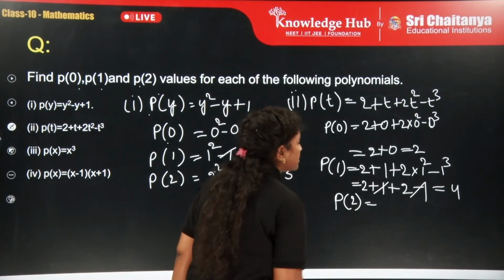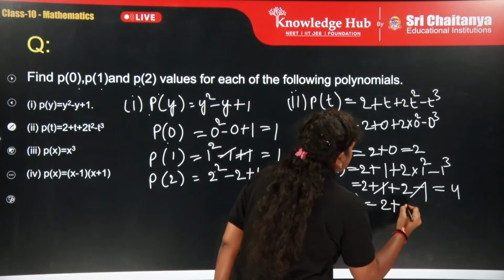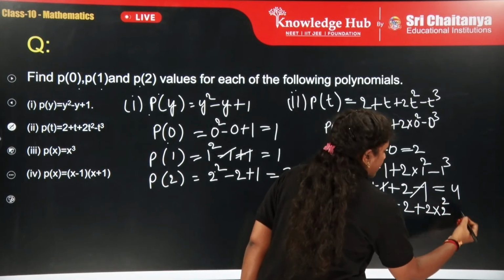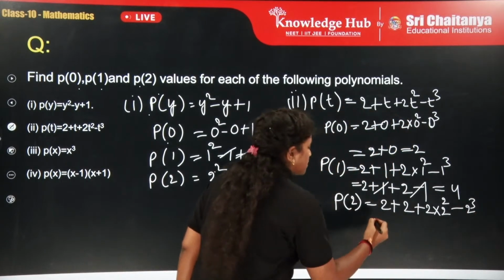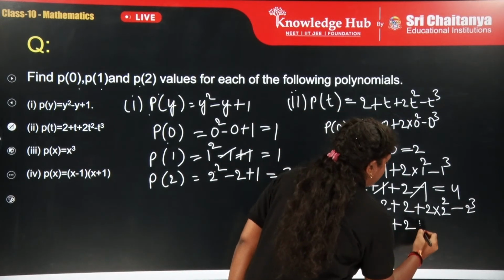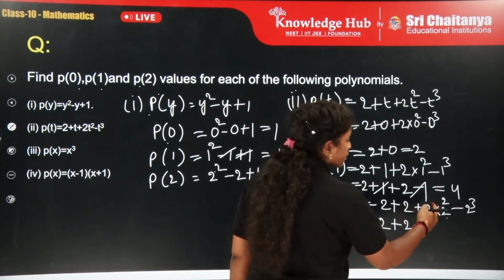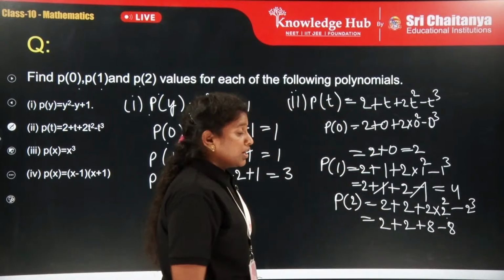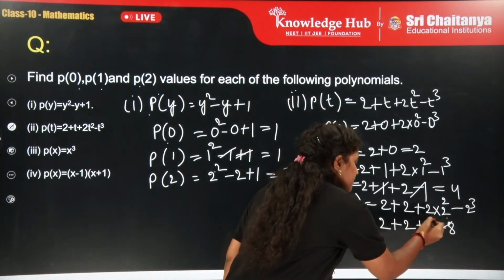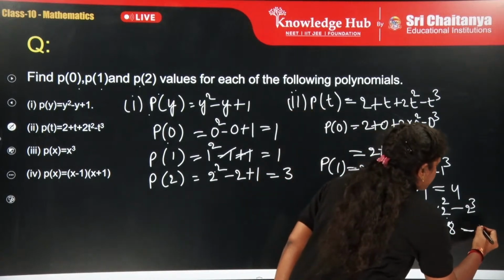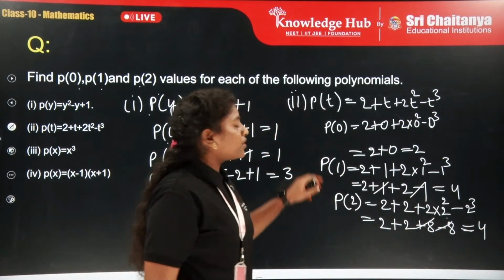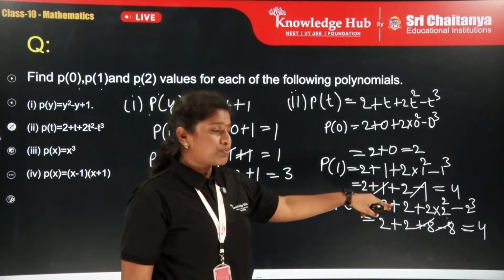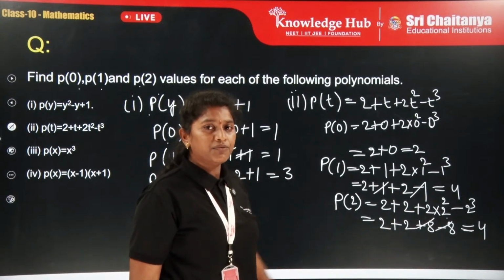So coming to the p of 2 value, it is given by 2 plus 2 plus 2 into t square, that means it will become your 2 square minus 2 cube. So now here it will become 2 plus 2 into... 2 square will give you 4 and 4 into 2 will give you 8, minus 2 cube value is 8. Okay, so plus 8 and minus 8 will get cancelled. So now 2 plus 2 will give you 4. Okay, so if you observe here, we got the p of 0 value as 2, p of 1 value as 4, and p of 2 value also as 4.